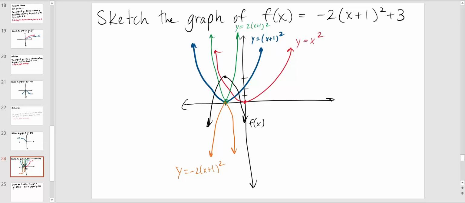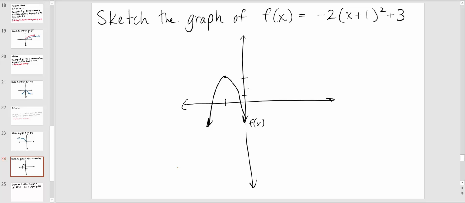I know that's a nice, you can still see everything because I've used multiple colors, but it's pretty bad. So let me erase all of the extra junk so you can see the final answer. Is this basically what you pictured? A parabola that opens downward with a vertex at -1, 3? If so, you did a good job. You can tell where this function is increasing and decreasing. You can see that it's got a maximum output at 3, so you know what its range is.